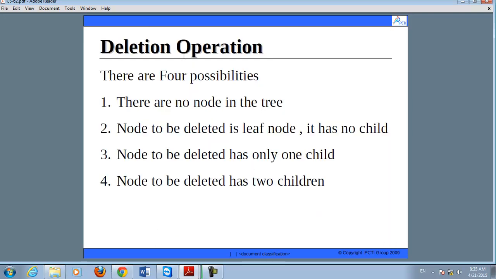Now deletion operation. If you want to delete a node, then there can be four possibilities. That there is no node in a tree, if there is no node then it is a blank tree. Then the node to be deleted is a leaf node, that is, it doesn't have any child. If you want to delete a leaf node which doesn't have any child, then the node to be deleted has only one child, and the node to be deleted has two children.